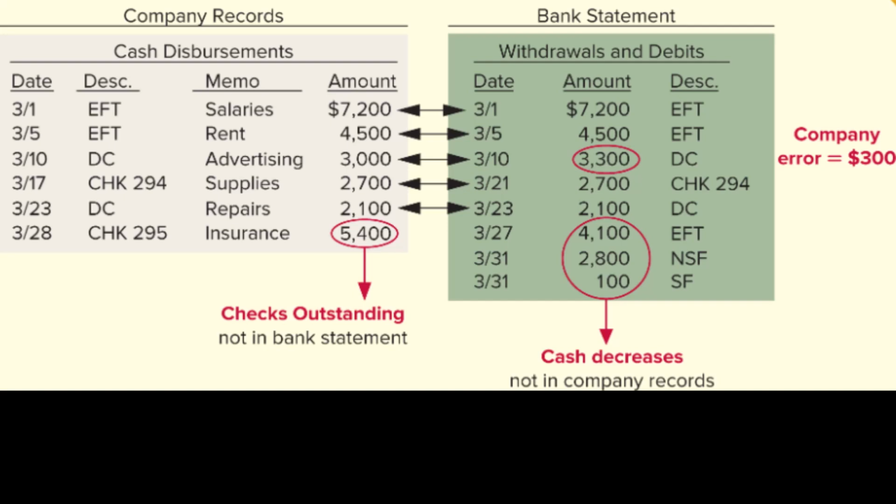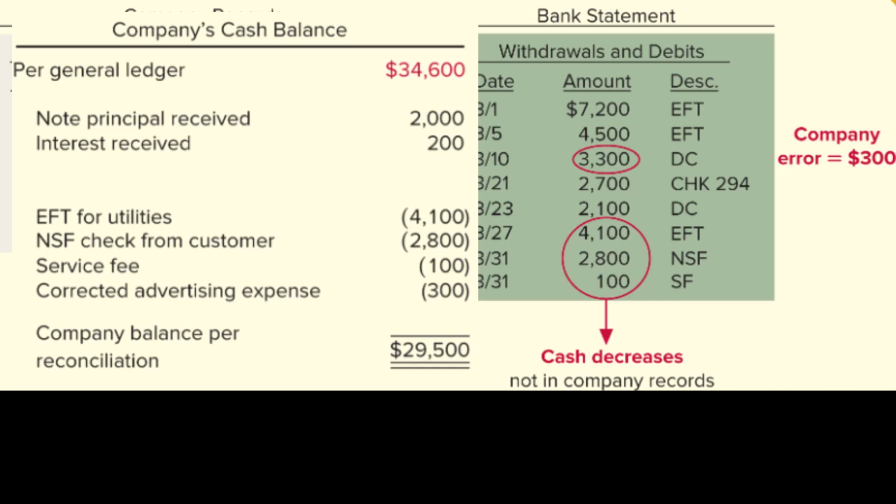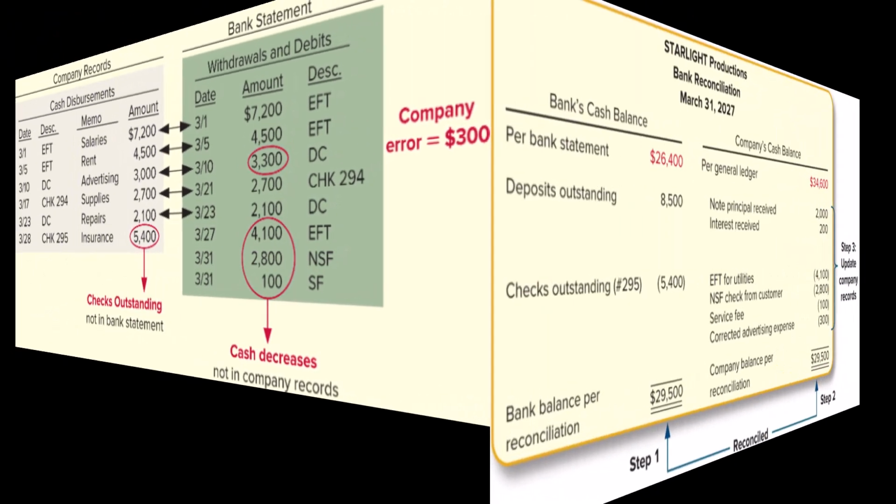Now for subtractions. The bank statement shows an EFT for utilities of $4,100, an NSF check, or a bounced check, from a customer for $2,800, and a bank service fee of $100. We also discovered a company error. A debit card payment for advertising was recorded as $3,000, but was actually for $3,300, so we need to deduct the $300 error. After subtracting these items, the company's reconciled balance is also $29,500. They match. This is our goal.